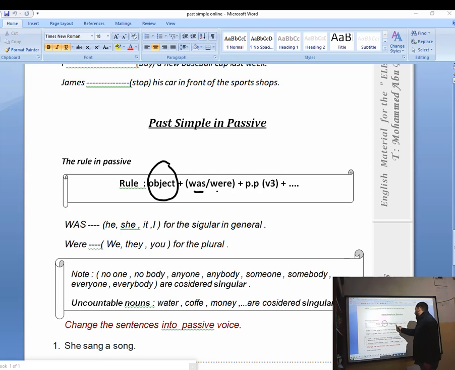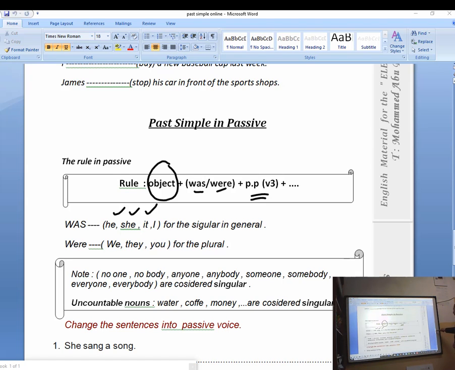then was and were. Of course, was for the singular with he, she, it. Always we use it for the singular. And after was and were, we use PP. So the rule in the passive, if I want to change the sentence into passive: object plus was and were, and then verb 3 or PP.